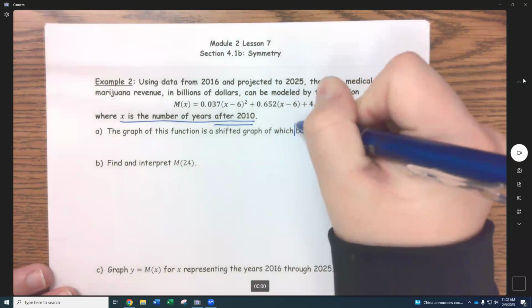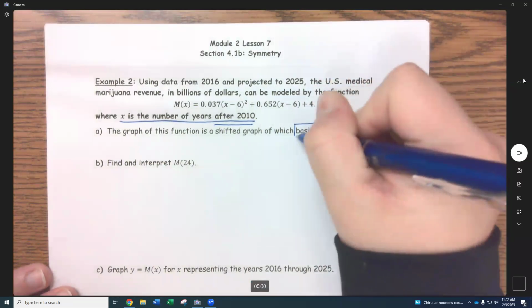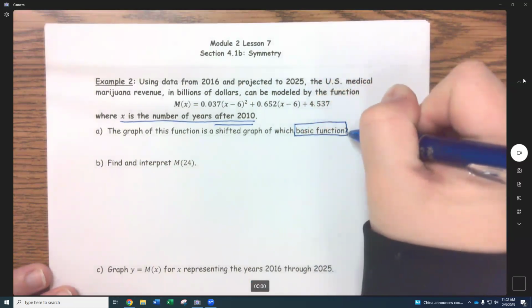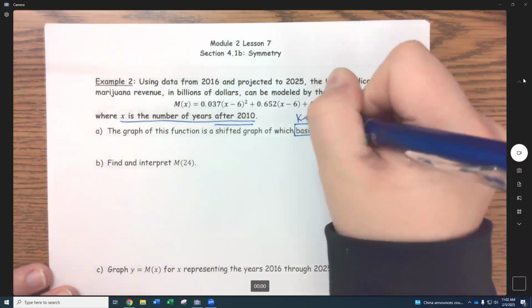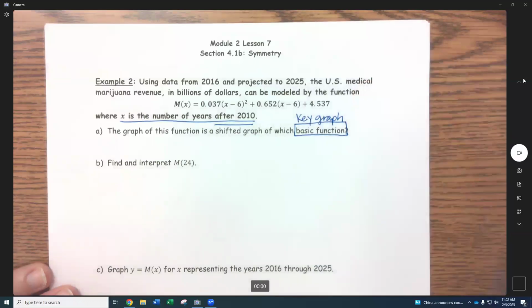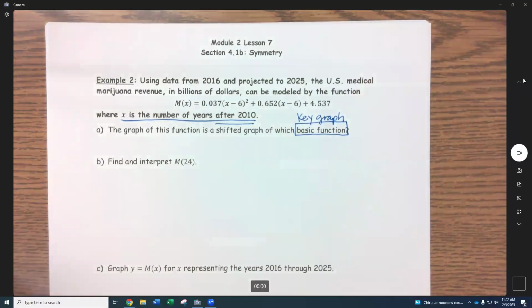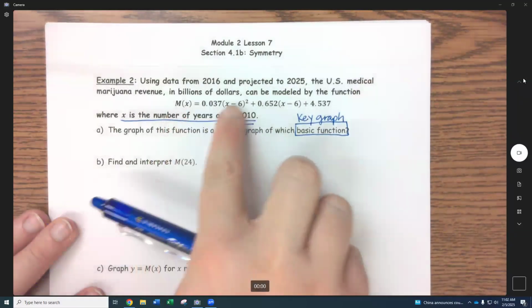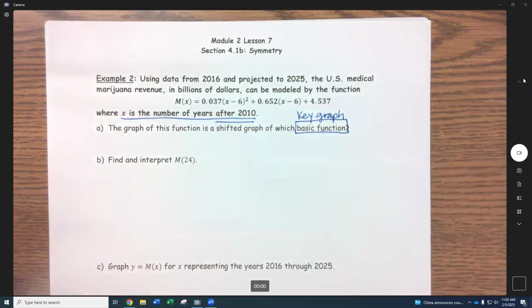When it's asking for which basic function, it's wanting to know what key graph. So that again takes us back to lesson 5. So is this my M of X? Is it a linear function? Is it a square function? Cubic, square root, cubic root, reciprocal, or absolute value?